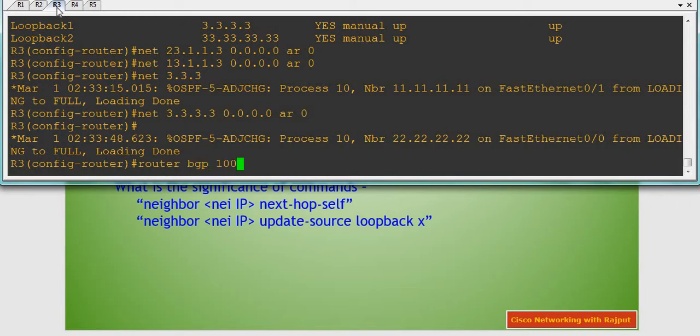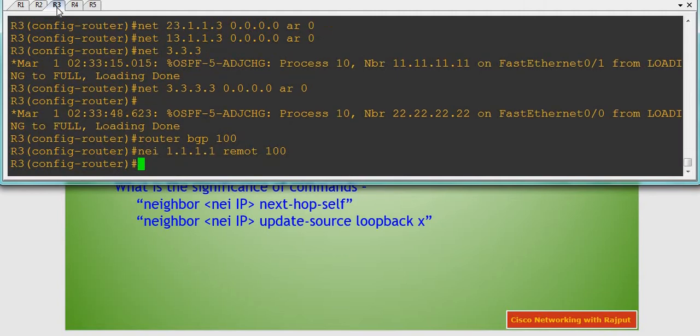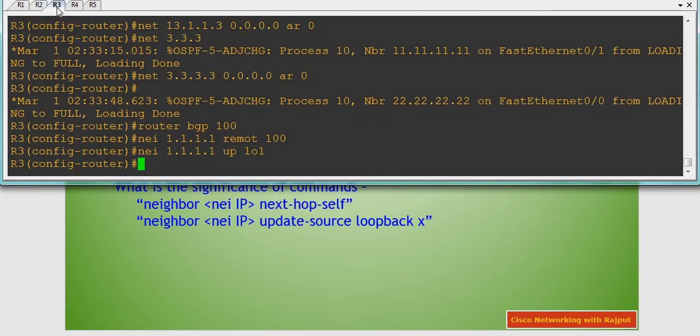Router bgp 100, neighbor remote-as 100, update-source loopback 1, neighbor 2.2.2.2 remote-as 100.